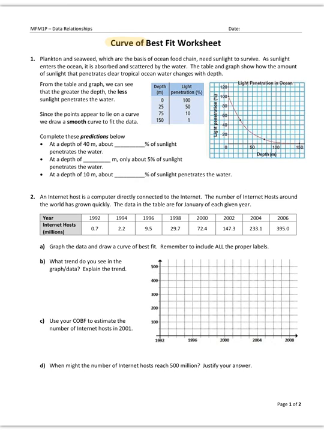Reading question 1: plankton and seaweed, which are the basis of the ocean food chain, need sunlight to survive. As sunlight enters the ocean, it is absorbed and scattered by the water. The table and graph show how the amount of sunlight that penetrates clear tropical ocean water changes with depth.